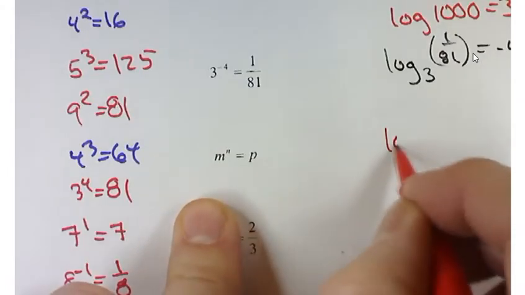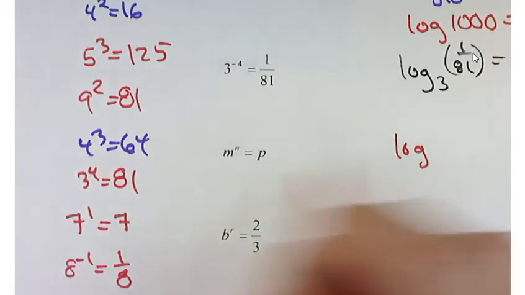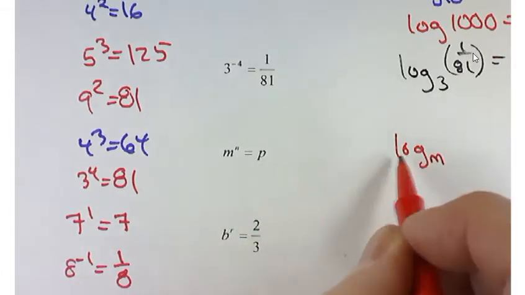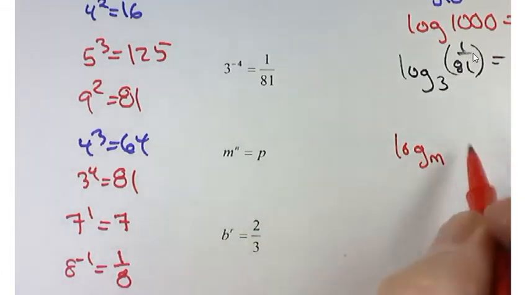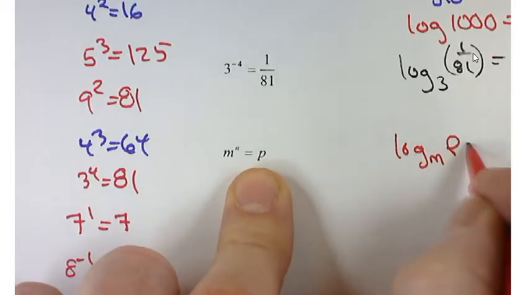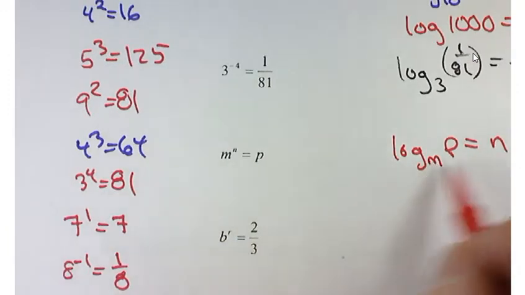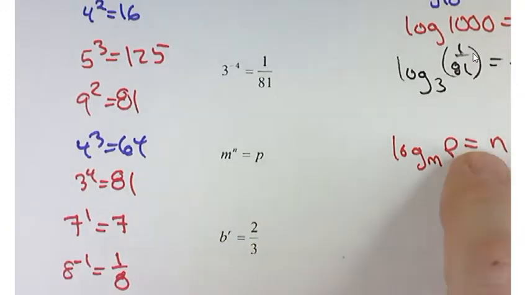Okay, so this one, I want the log. The base is m. So when you write your base, make sure it's a subscript. It's below the level of the line where you write the log. Log base m of p equals n, which is the exponent. So m to the n power equals p if you worked it backwards.